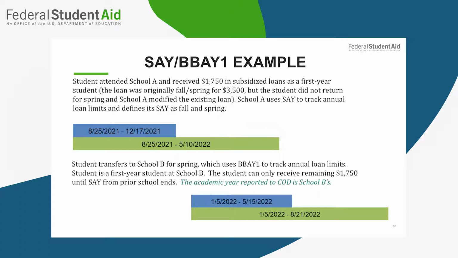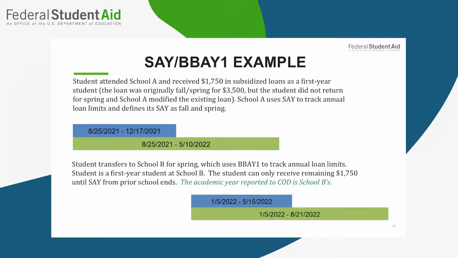You have to see, when will the academic year at school A end? It won't end until May 10. So that has to be looked at, but the academic year reported to COD, reported by school B, is actually the academic year reported for school B. So you have to look at it from both ways.